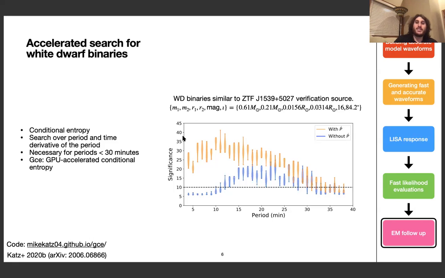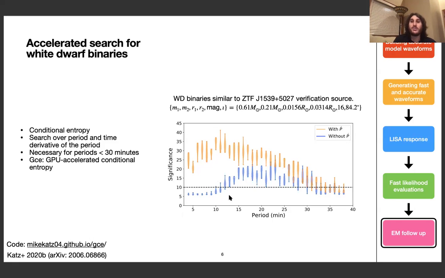Specifically, if you look at this plot down here, which shows effectively a binary that resembles a verification source, where we are only changing its period and maintaining that its P dot is determined by general relativity only, we see the effect of including the P dot in our search versus not including the P dot, and we see that it is extremely important, especially as we get to lower periods. When we get to periods lower than 10 minutes, it becomes hard to even find these binaries. They become undetectable if we search without a P dot.